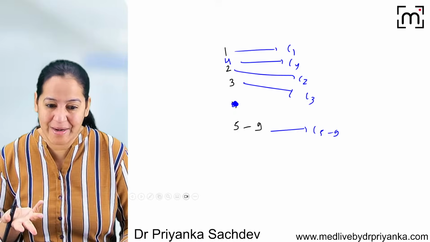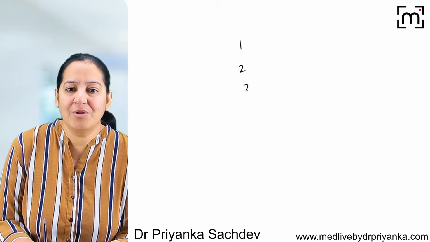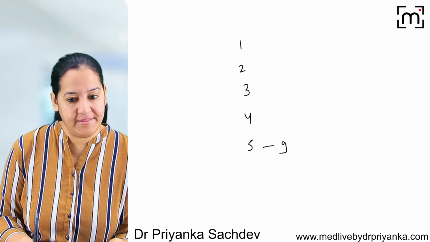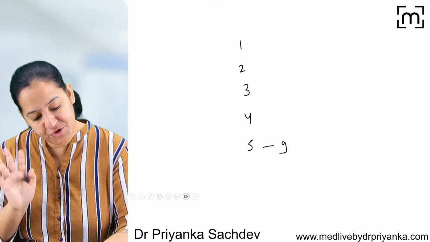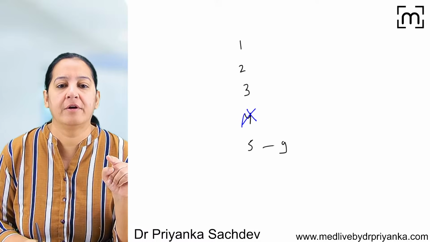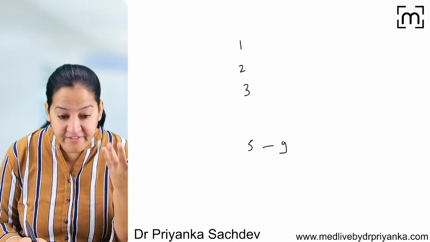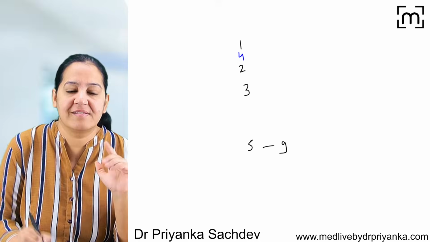It's very easy to learn the sequence. We all know the numbers 1, 2, 3, 4, 5 to 9. This is how we write the numbers. So just remove 4 from here and put it between 1 and 2. This is the sequence of classical.